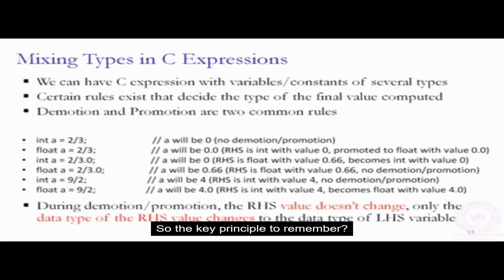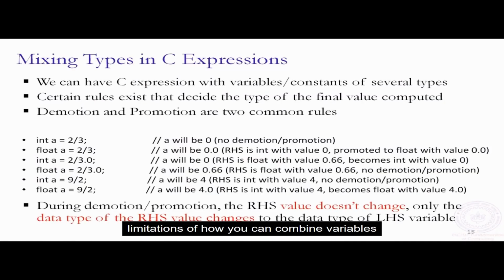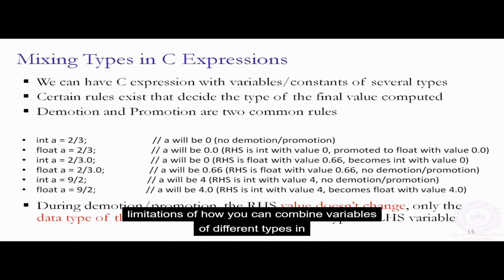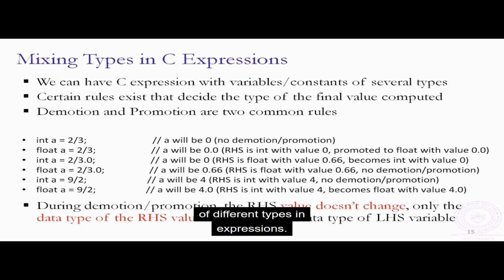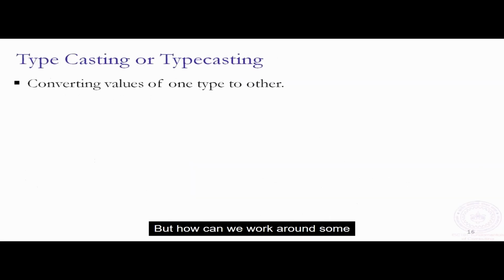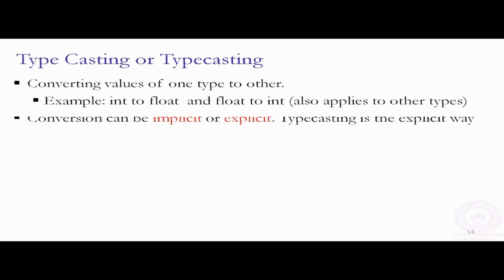So the key principle to remember is that during demotion or promotion, the value of the right-hand side does not change. It is only the data type of the right-hand side value that changes to the data type of the LHS value. If you remember this rule, then you will know the limitations of how you can combine variables of different types in expressions. But how can we work around some of these limitations?